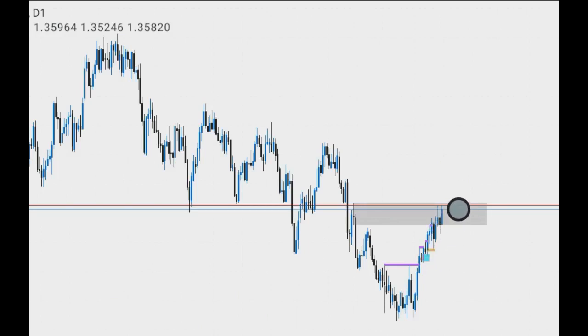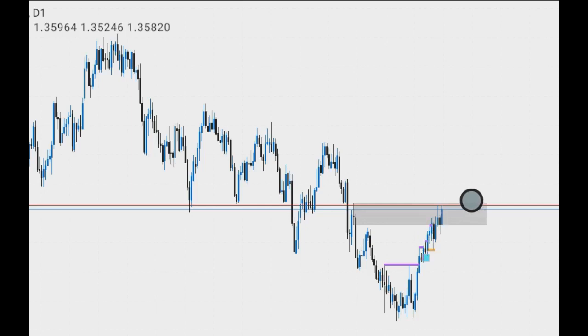Now, you could have started trailing your stops, if you want to hold this trade beyond where you have the daily OB. You can trail your stop loss if you like. But ultimately, if I were to enter this trade, this OB here would have been my stop loss.